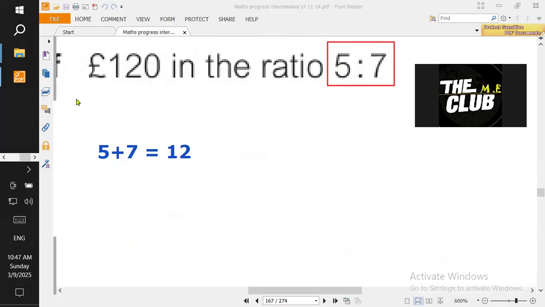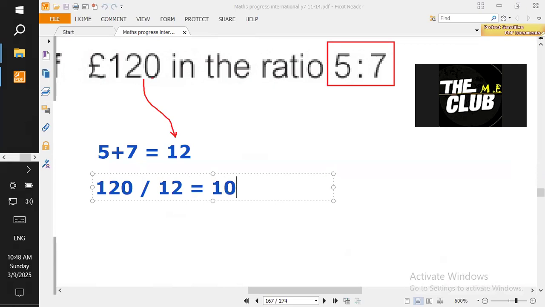Now, we take the total number, which is 120, and divide it by 12. So, 120 divided by 12, and the answer is 10. So first thing we did, we added the ratios, and then we divided the total number by the total ratios. So that's how you find the number that you use to divide the money using a certain ratio.